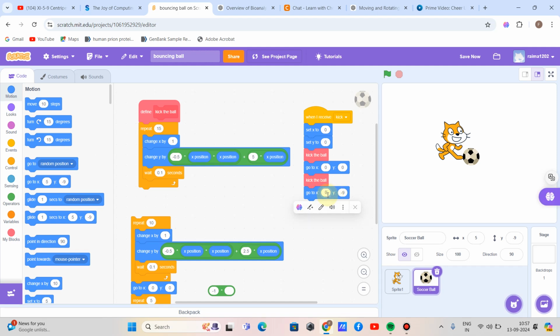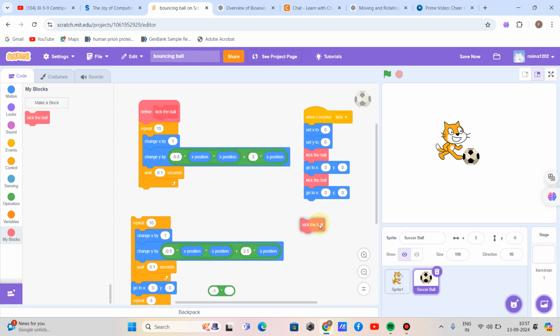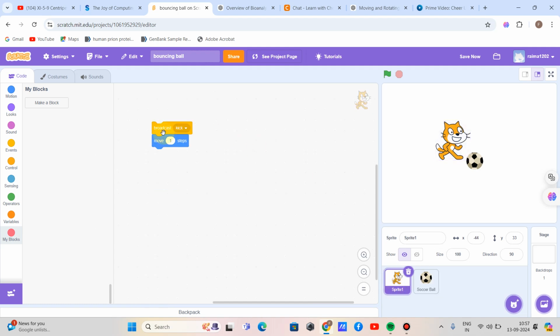Then again I change these coordinates to 0, 0, and again kick the ball. Then it will do the same motion three times, but this time the ball will reach the same maximum height each time. 1, 2, 3. It's like the cat is kicking with its feet well. So see from the beginning, 1, 2, 3. It looks more realistic, right? 1, 2, and 3.